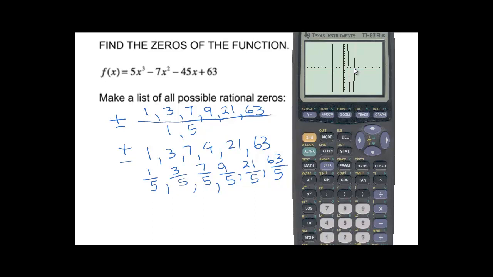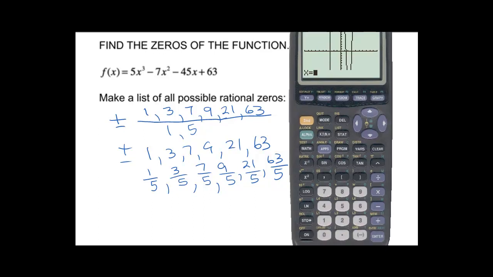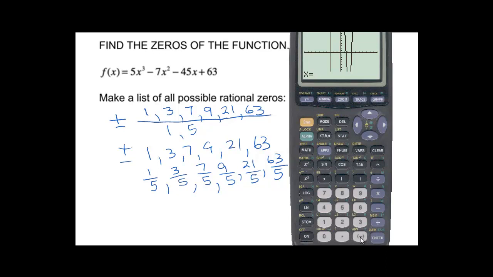Now, we want to check these, because that one looks like a fraction. You can't just eyeball it, right? So this looks like a -3. That is a possibility on our list. So let's do second calc value and let x equal negative 3, and I'm doing the negative sign. And enter. So we hope it gives us 0. It does. So that is one of our zeros.